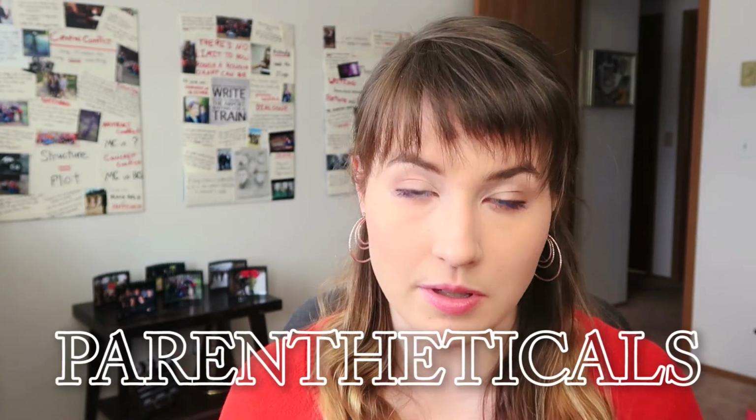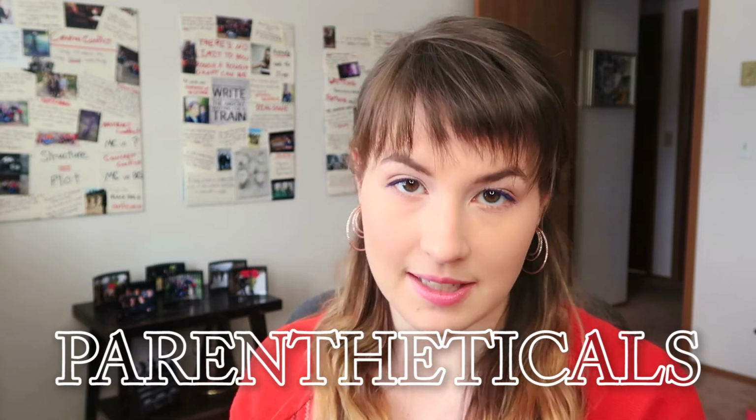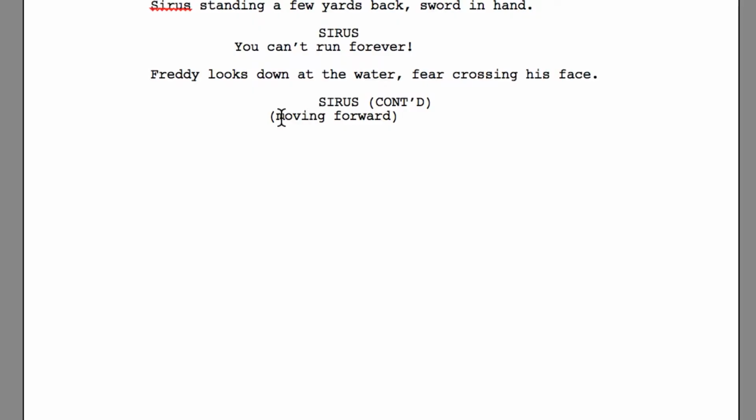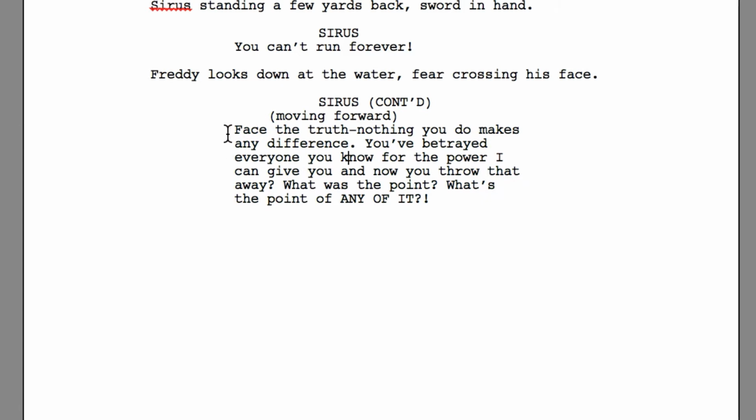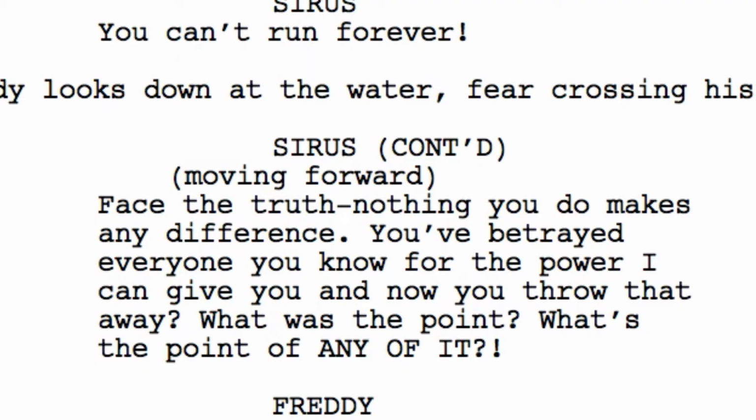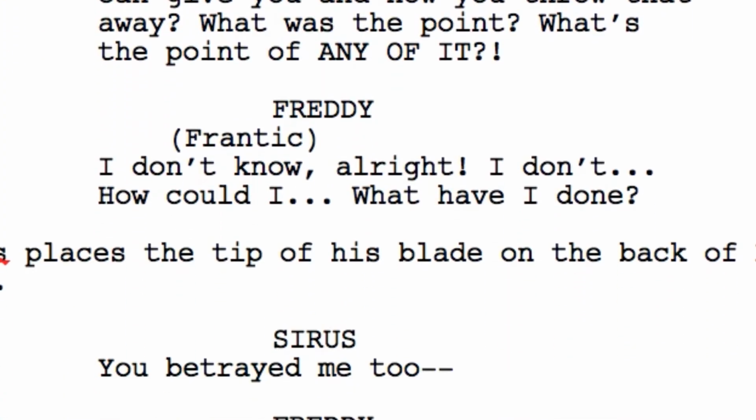So the fifth basic element of formatting is parentheticals, which is a set of parentheses that kind of is attached to a dialogue. So in formatting, parentheticals go under the character but above the dialogue. Parentheticals are used for two reasons. The first is to describe actions that the characters are doing while they're speaking, like in this example. The second is to give some direction as to how the line should be delivered, like in this example.